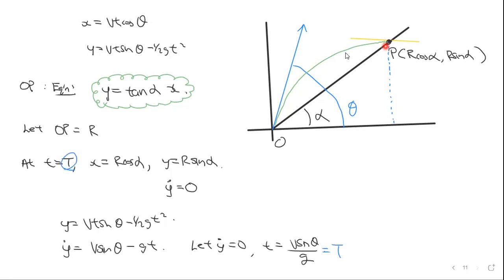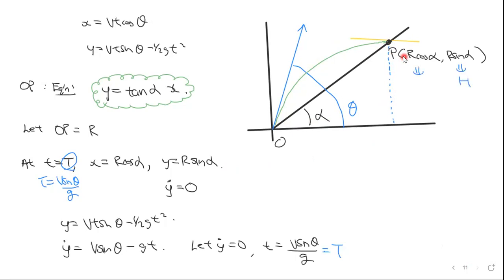In other words, this is the time of max height. So when t equals v sine theta over g, then we must get our max height. We can also know that this max height is going to equal r sine theta, so this r sine theta must equal the max height.